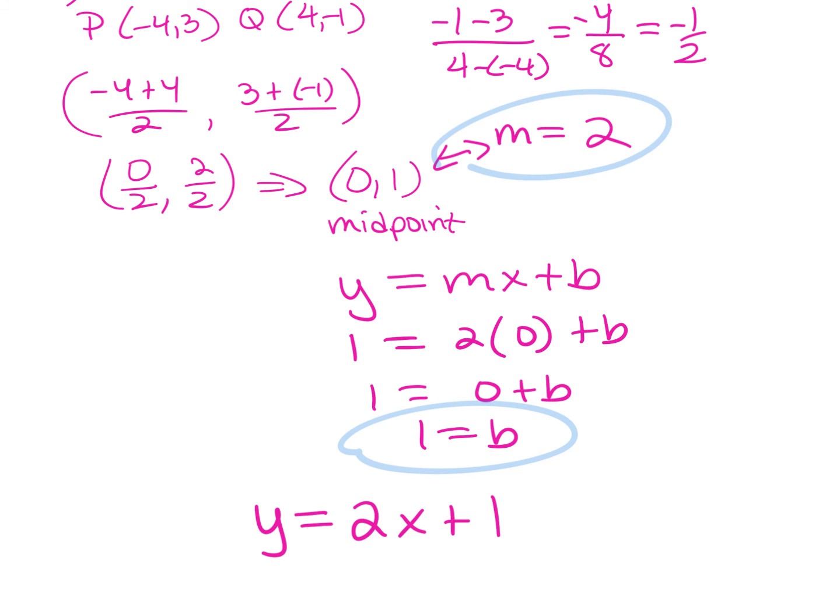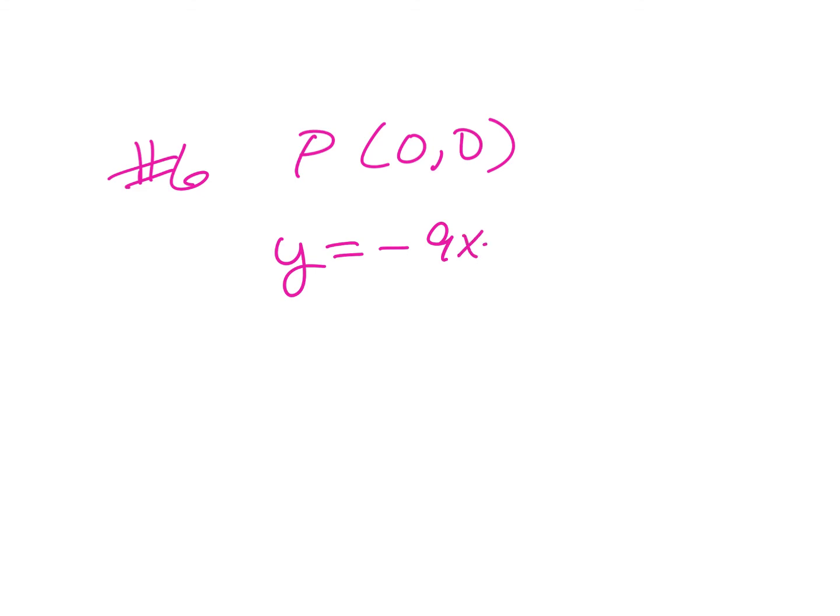So for number 6, it was giving us the point (0, 0) and the equation y equals negative 9x minus 1, and they want the perpendicular equation. So the first thing I'm going to do is grab this slope, and I'm going to make it the opposite reciprocal. So the slope I'm using is 1/9. And now what I need to do is find the equation.